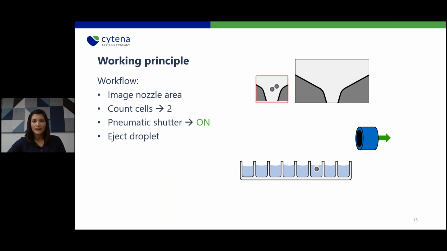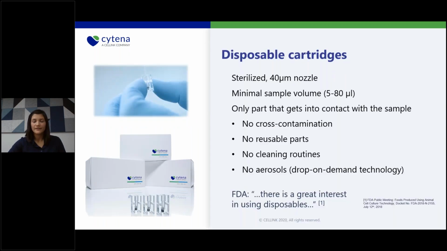The disposable cartridges we have are of course sterile. They come single packed in a box of 10. As you can see here, this is the box in which the cartridges are packed. And like I already said, they have a nozzle size of about 40 micron. The nice thing is you only need a minimal sample volume of 5 microliters, and actually you can go up to 80 microliters in total.